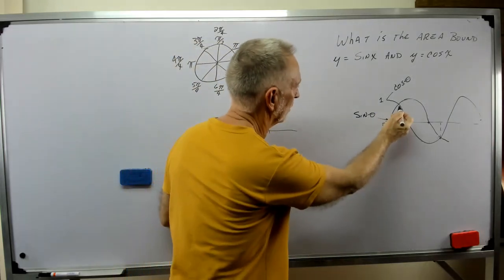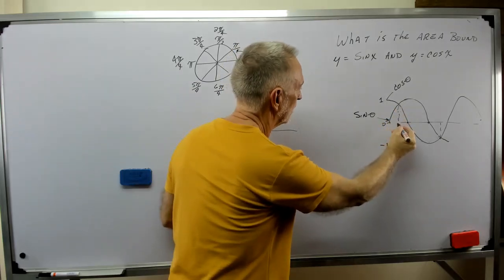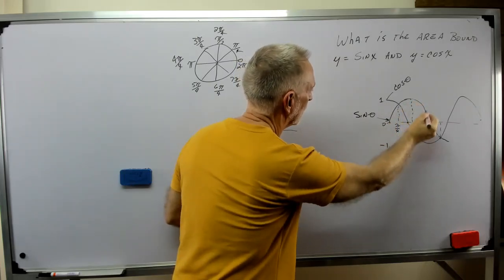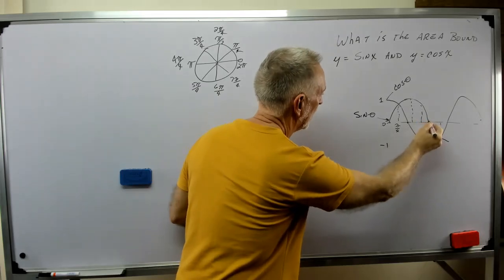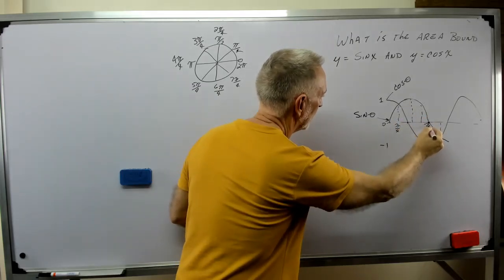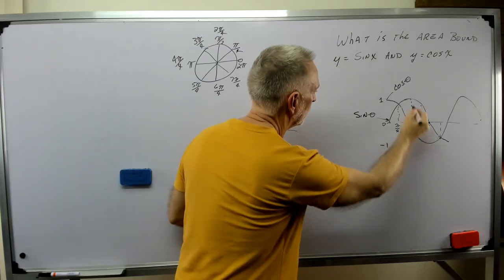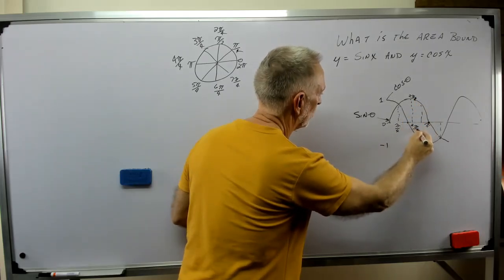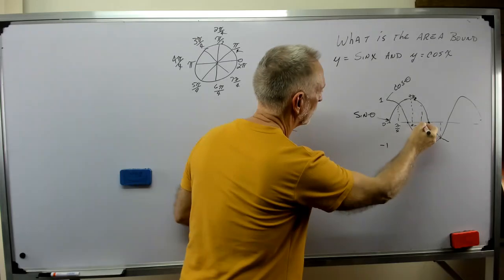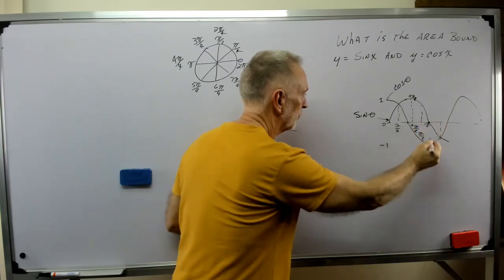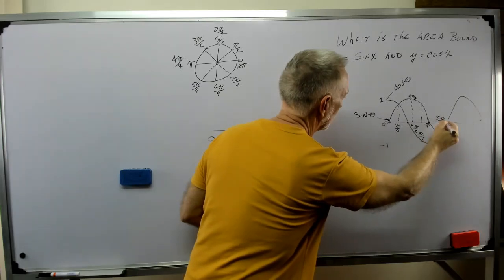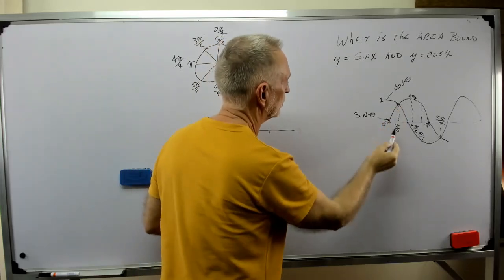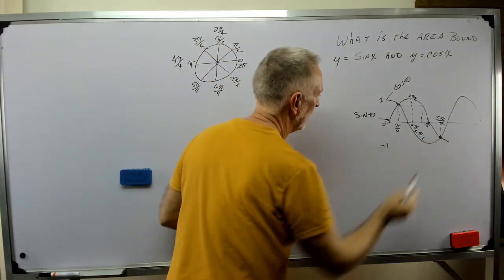So let's break those down. This point right here is pi over 4. Now we're breaking this pi, this is pi right here. So we're at pi over 4. Here we are at 2 pi over 4, which is really here. 2 pi over 4, which is what? Pi over 2. 3 pi over 4. 4 pi over 4. 5 pi over 4. Now you can see those two curves intersect at pi over 4 and 5 pi over 4.